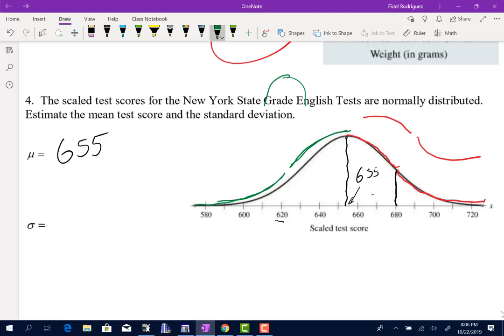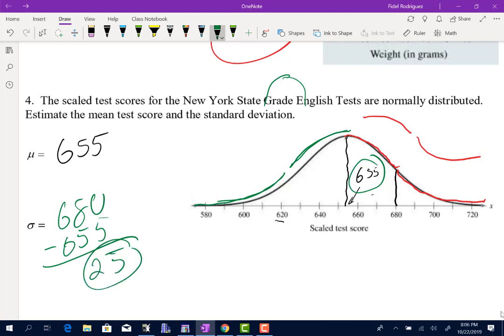Okay, so guys, if we said this number was 655 and where it changes is at 680, how would I find my standard deviation? Subtract, right? We're going to take 680 and subtract 655. Anybody know what number that is? 25, there we go. So we got our standard deviation, right?